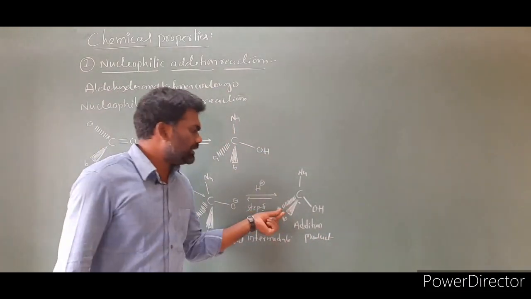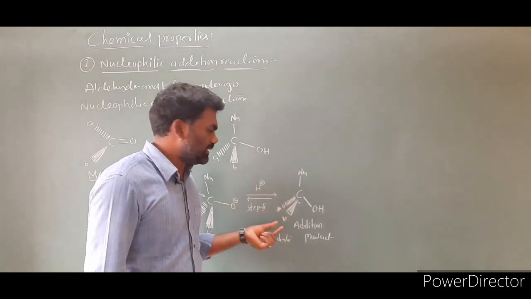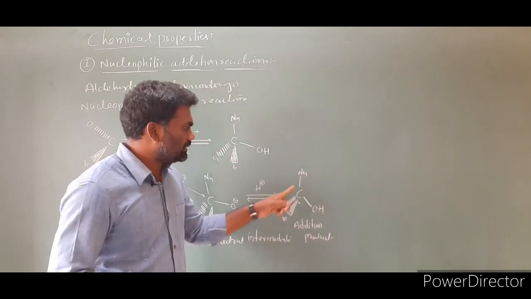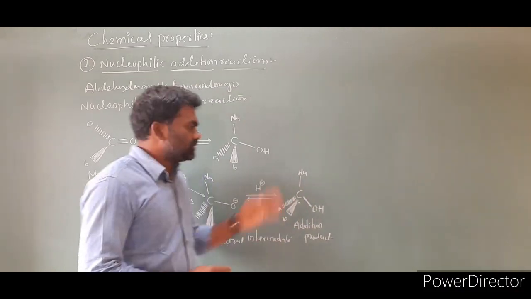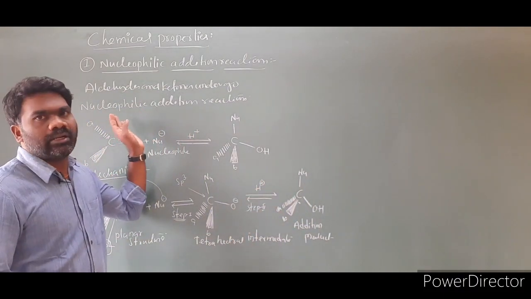So here I showed this dashed wedge. This indicates that this A group is present at the rear side. This solid wedge indicates that it is present towards the observer. These normal lines indicate they are present in the plane of the paper. This is the mechanism of nucleophilic addition of aldehydes and ketones.